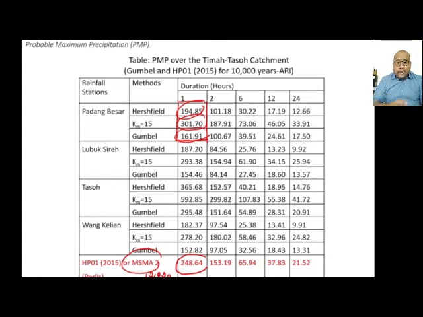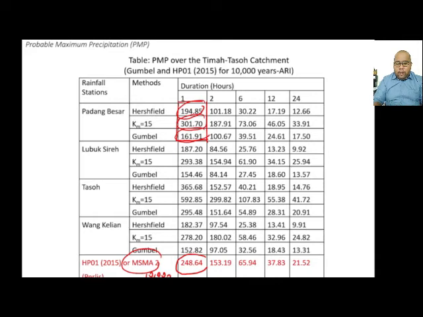For our case, there is no such thing as which one is more accurate. So it's up to you whether you want to develop the PMP. You can use Hershfield as your main calculation, either one. If you want to compare with other methods, for example Gumbel, or if you want to use MASMA, yes you can. At least we have some benchmark for which one we want to use.